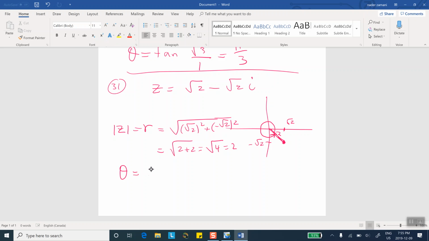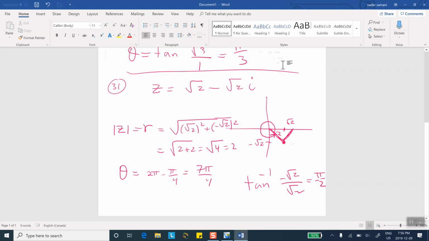Theta is equal to, let me see now. If you look at this, it's going to be 2 pi minus pi over 4, and that is equal to 7 pi over 4. I just want to caution you, if you blindly go with tan inverse of minus root 2 over root 2, what you will get from the calculator is minus pi over 4, which is going to give you that piece. And there's nothing wrong with that, except that the problem asks us to write it with theta between 0 and 2 pi.